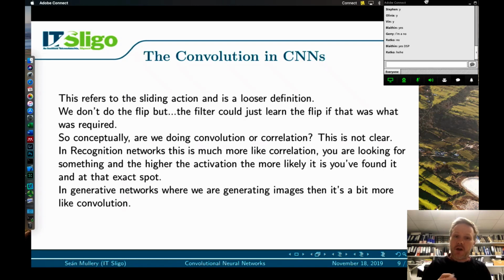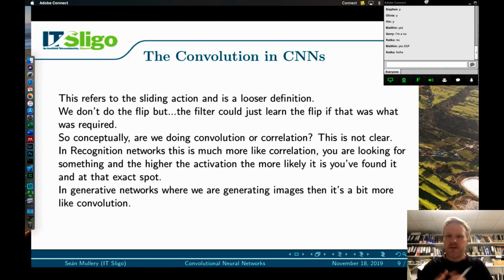So conceptually, are we doing convolution or correlation? This is not clear. In recognition, particularly classification type networks, this is much more like correlation because you're looking for particular types of things at each different layer. That creates an activation, and at the next layer you're asking, okay, where do those activations occur? And you're looking for things again and again until you're eventually looking for very large items across the image, like, is there a dog in this image?